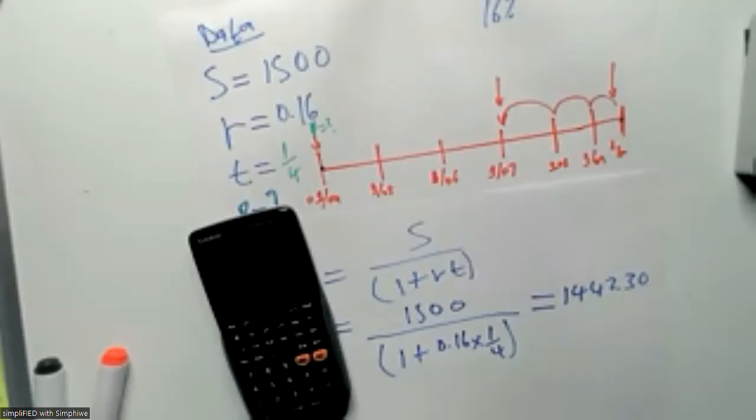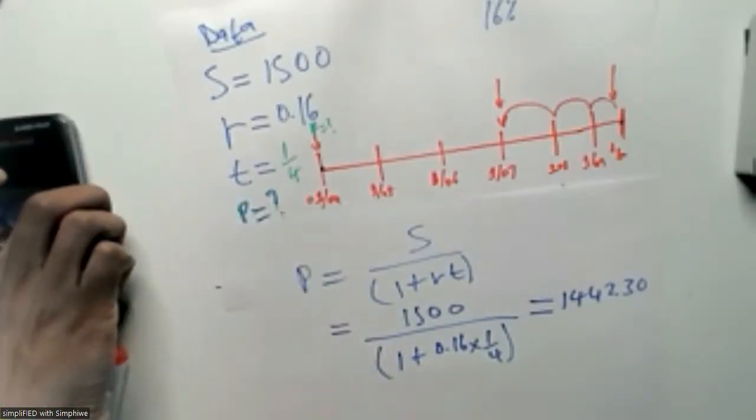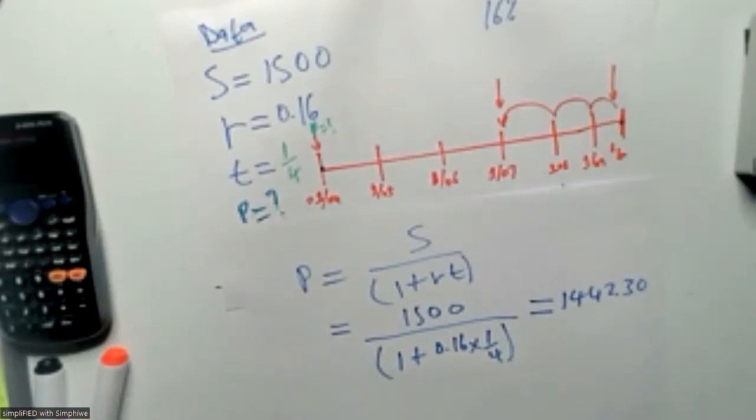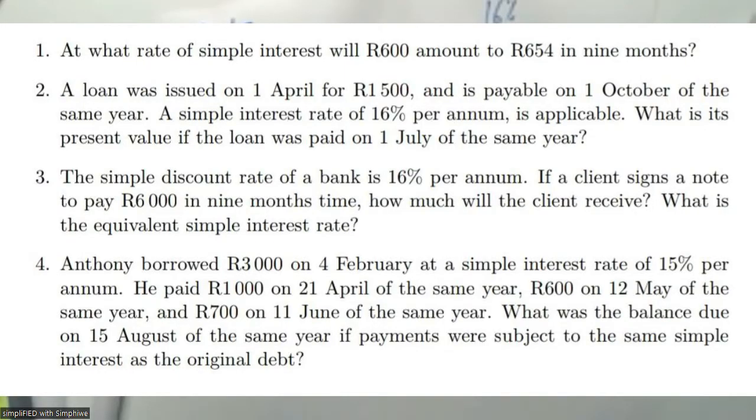There is a way we could work out how much would be the present value if the loan was up until October. But now we're not there. We can move on to the next question. So the next question was saying something about the simple discount rate of a bank is 16%. Now there comes something we've never spoken about, which is simple discount. Let's talk about simple discount.